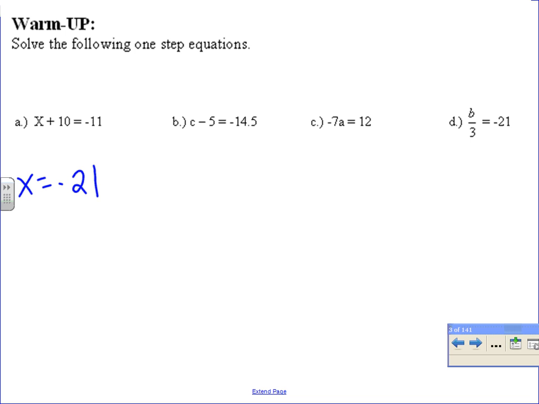Good. Charles, letter B. Nope. Nope. Charles, how do you get the -5 to the other side? Yep. Yep, always do the opposite. Okay. So, Sean, what should we get? Good, -9.5. Briar, letter C. You didn't get that? Okay, Briar, can you tell us letter D?